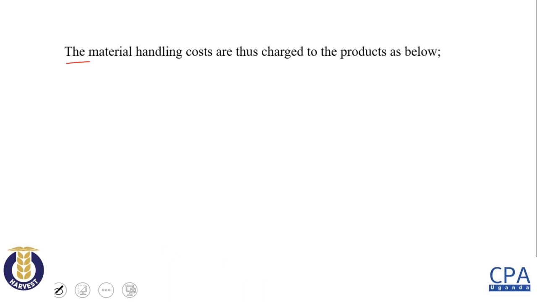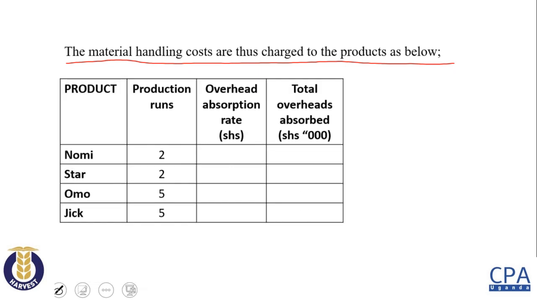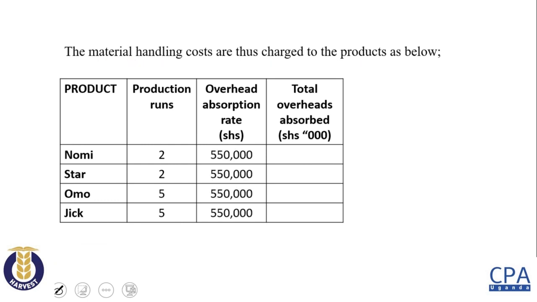So you must say the material handling costs are thus charged to products as follows. That should be the table. Bring your 550 in that column. Now multiply 2 times 550 for Nomi and Star, and for Omo and Jig, multiply 5 times 550. Congratulations. 1.1 million for both Nomi and Star should be the answers you've got. And then Omo, you must have got 2,750,000, which is the same figure that's going to work for Jig.